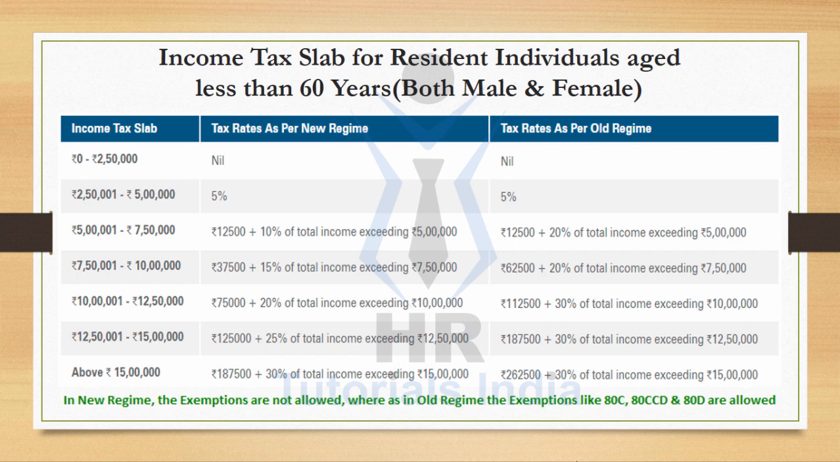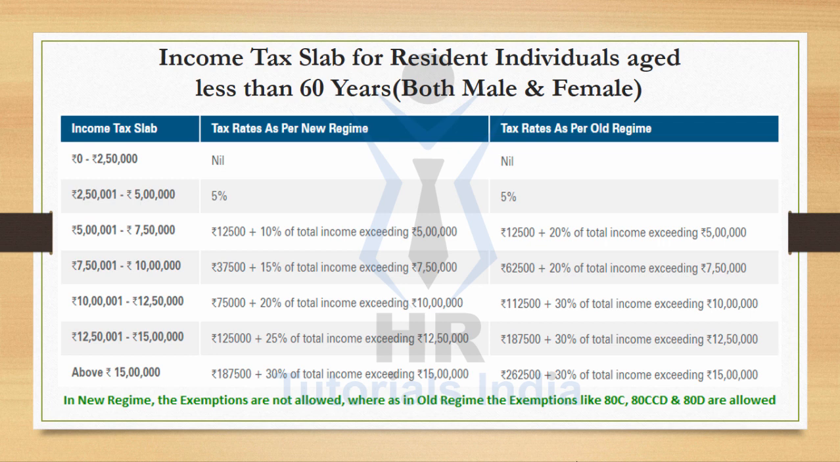Income tax slab for resident individuals aged less than 60 years, for both male and female. This income tax slab gives a clear picture about the percentages and the amount of tax to be paid as per the income generated for each individual for the financial year 2021-22. If you go through this table, you will get a clear picture about the tax deductions and tax paid to the income tax department. 0 to 2.5 lakhs is nil in the new regime and nil in the old regime. 2.5 lakhs to 5 lakhs, it's 5% in the new regime and the same 5% in the old regime.